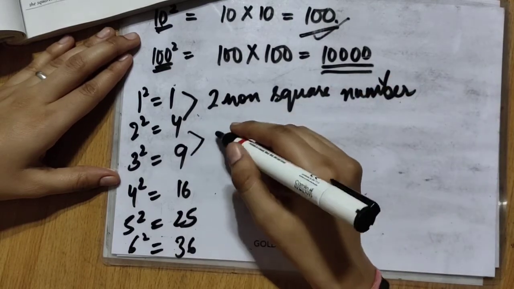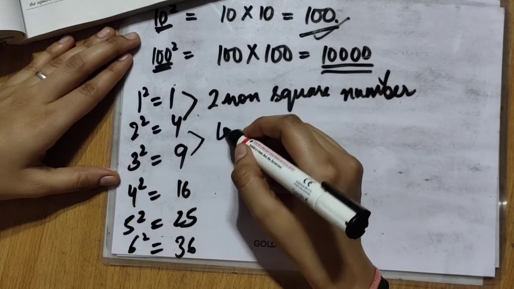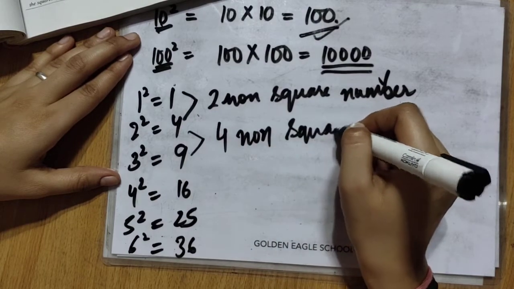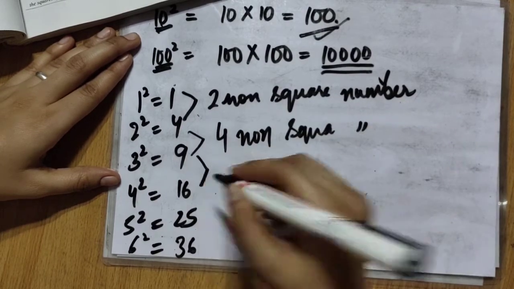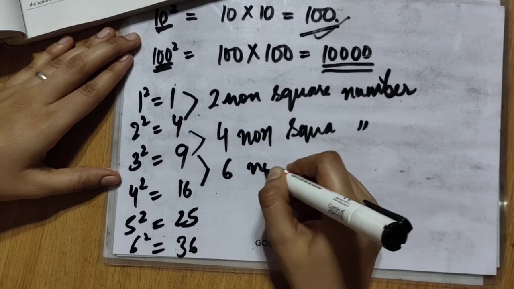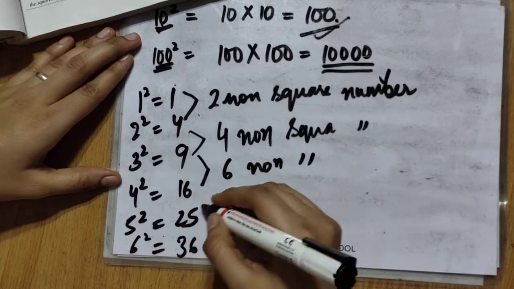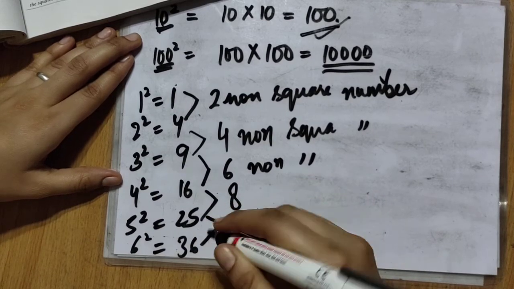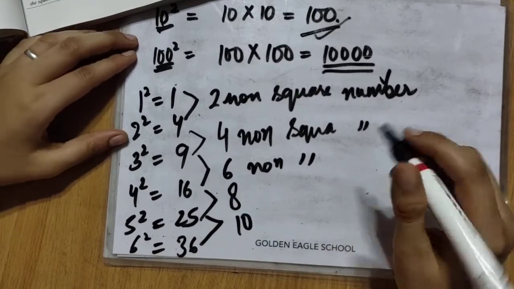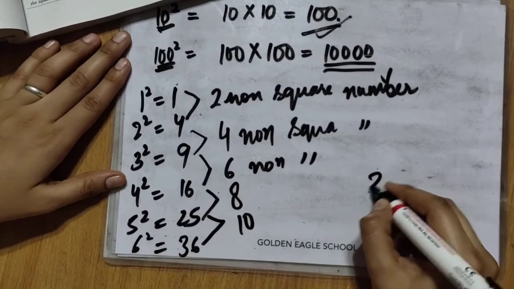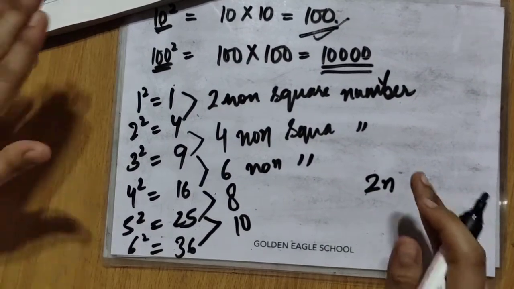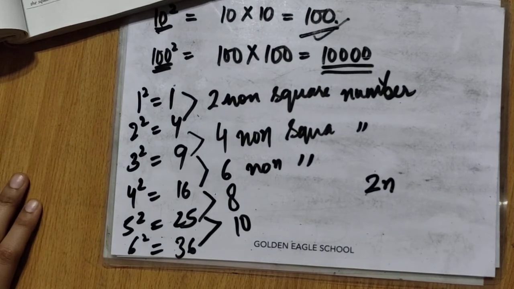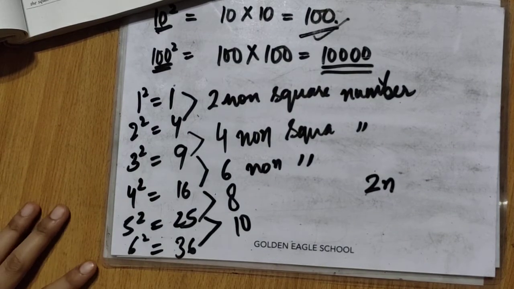Between 4 and 9 we have 4 non-square numbers. Between 9 and 16 we have 6 non-square numbers. Here we have 8, and similarly here we'll have 10. So we can say we have 2n non-perfect square numbers between the square numbers n² and (n+1)².